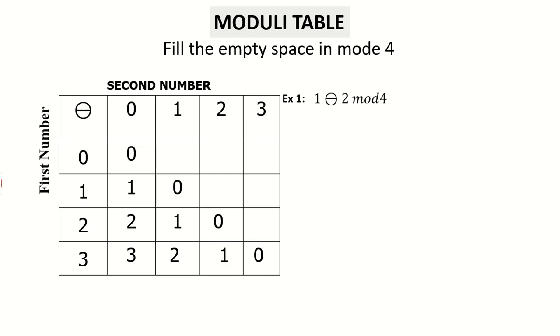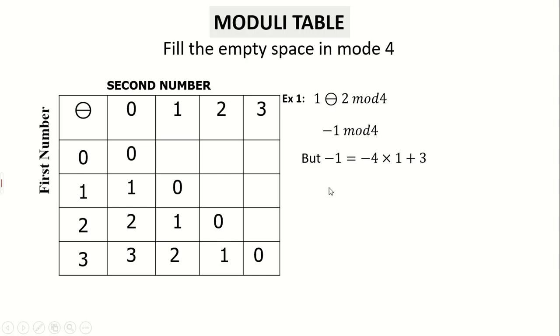In this example 1, you said we should resolve 1 operation 2 mod 4. The operation is subtraction, so 1 minus 2 will give you minus 1 mod 4. Just convert it to positive and see what will happen. Again, your minus 1 can be expressed as minus 4 multiplied by 1 plus 3.